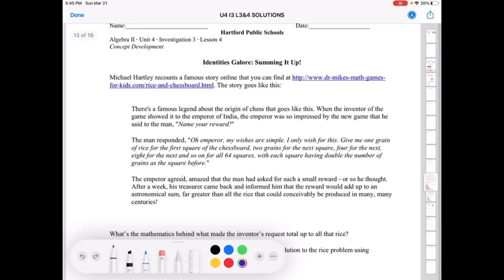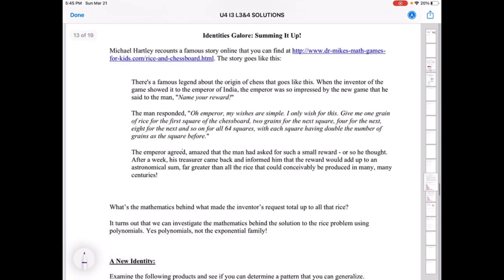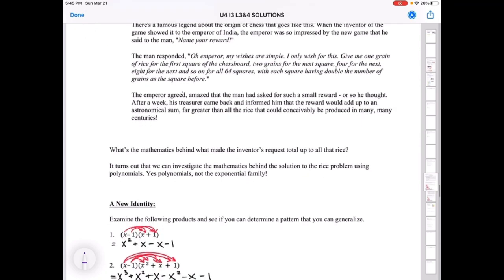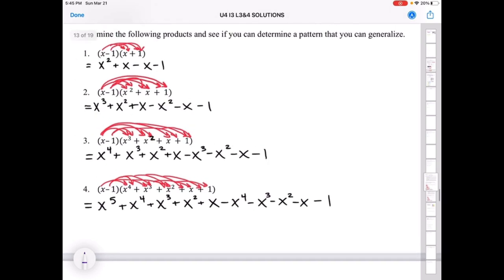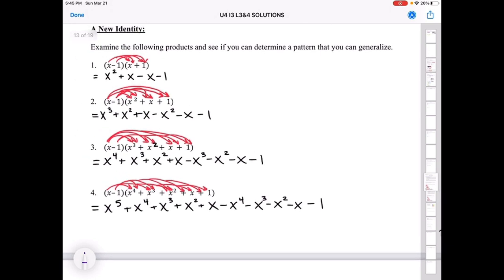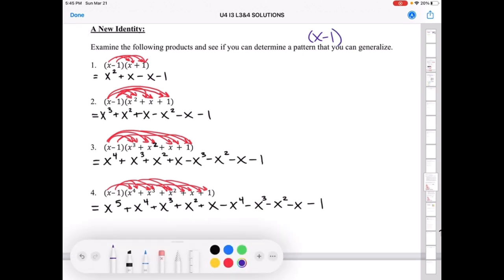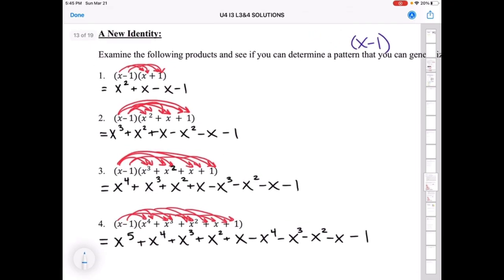Moving on to lesson 4, we're going to be looking at the concept development. We're going to be discovering a new identity, but we're going to come back to this chessboard legend in a second. First, we're going to do some examples. So here they're asking you to multiply in an x minus 1 into each of these polynomials and to distribute to get a simplified expression. So here I did all the distributing for you. So now we have to simplify together.